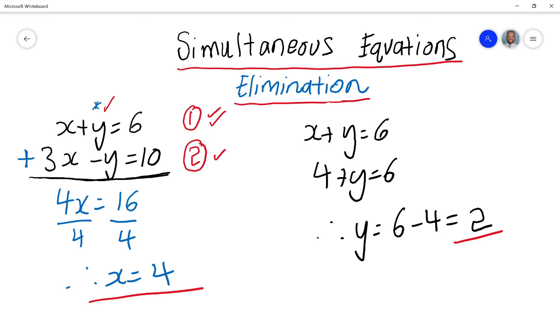Alright, so x is equal to 4 plus 2. You're going to get 6, so our answer is correct. How about we put it in the second equation? 3 times 4, which is 12, and 12 minus 2 is 10, and therefore our answer is correct.